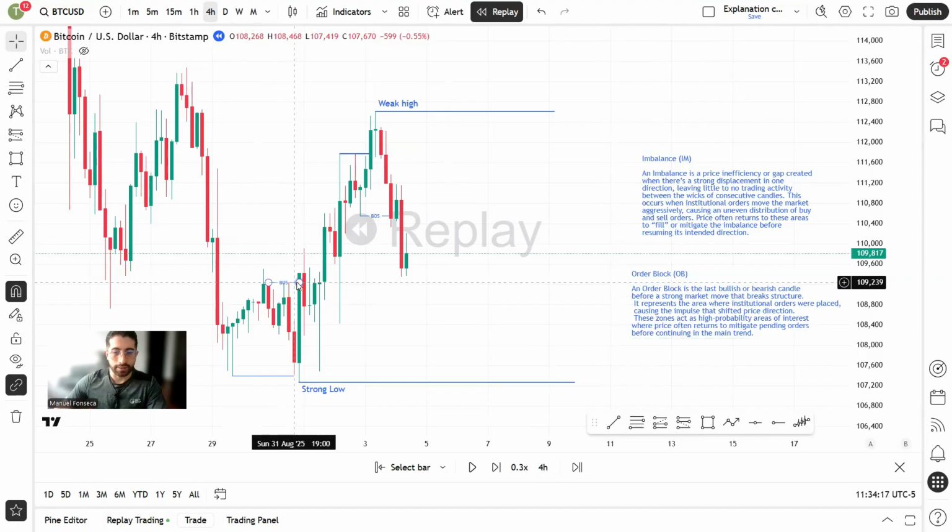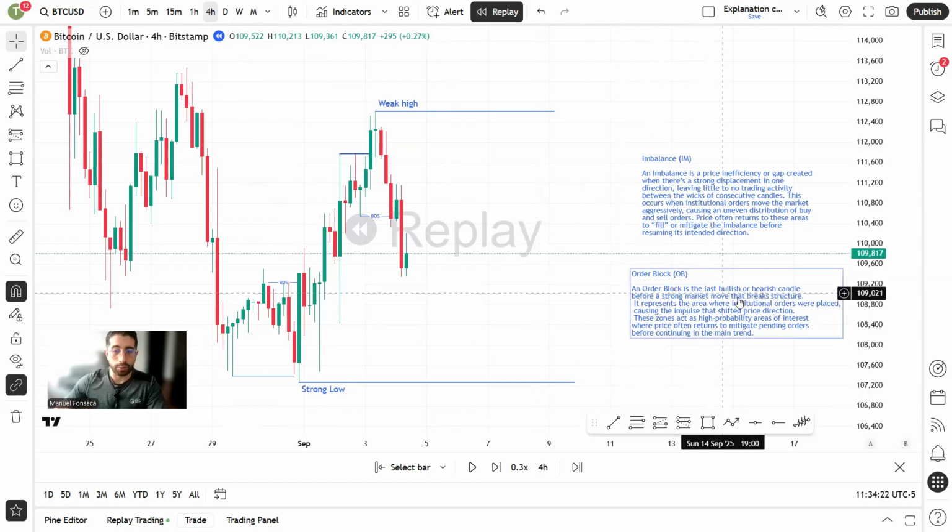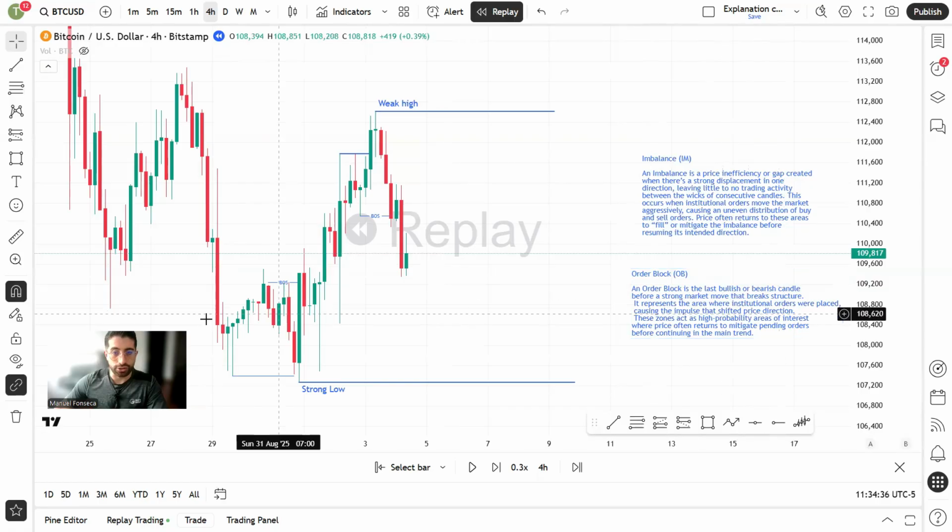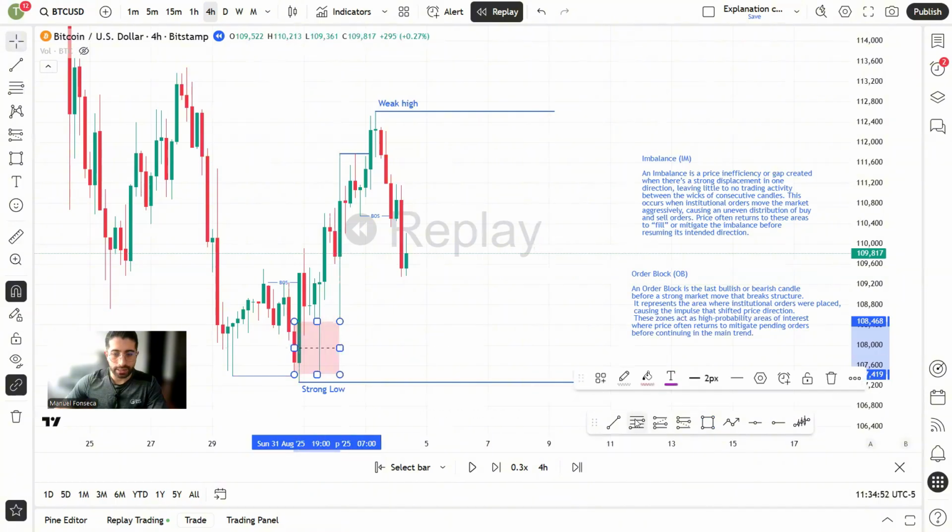So this is the same definition that we have to bear in mind to spot a proper order block, right? It is the last bullish or bearish candle before the strong market move that breaks the structure. After this break of structure, this bearish red candle will become our order block, correct? Here it is. I put it in blue because blue for me represents the demand zones, which means bullish impulses, right?